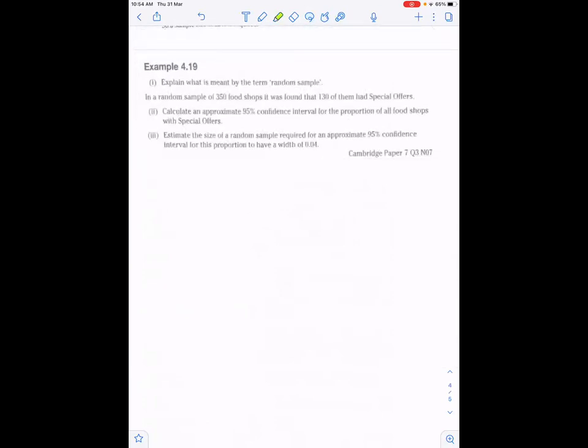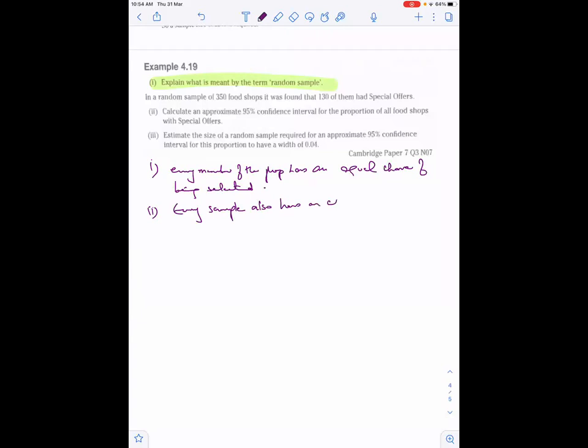It says explain what is meant by the random sample. The 2 points which you have to write is that a random sample is the one in which every member of the population has an equal chance of being selected. Equal probability of being selected. And every sample also has an equal chance of being selected.